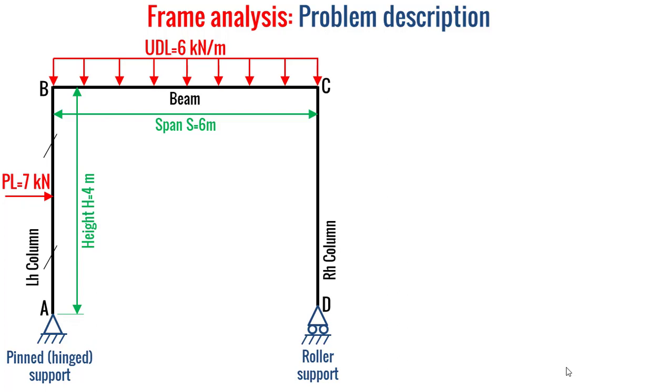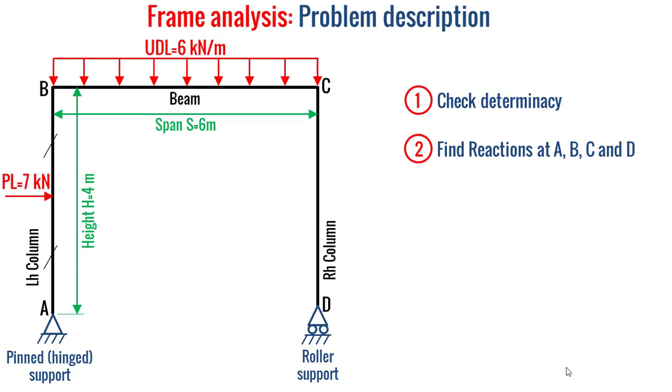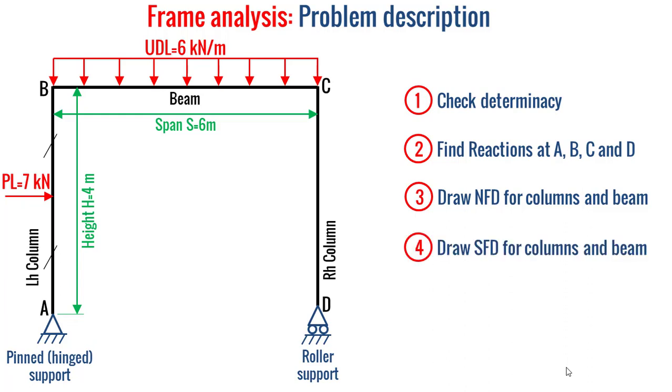The frame analysis consists of 5 steps. The first one is the checking of determinacy. The second one is the determination of the reactions at the points A, B, C, and D. The third step is the drawing of the normal force diagram for columns and beam. The fourth step is the drawing of the shear force diagram for columns and beam. And the fifth step is the drawing of the bending moment diagram for columns and beam.